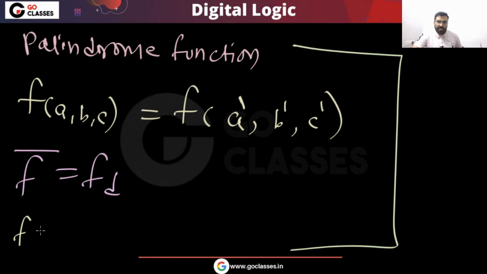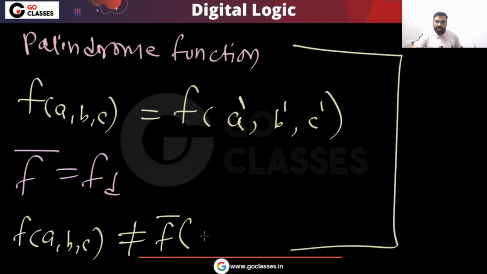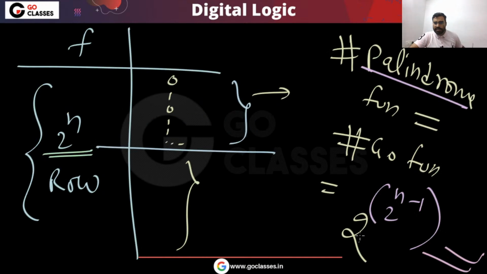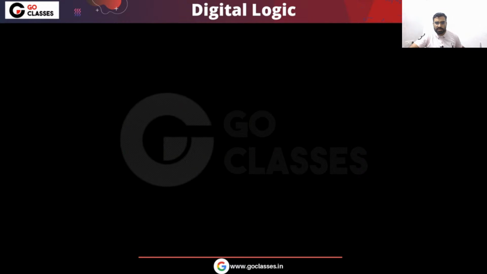I can also write it as F(A,B,C) is not same as F complement (A bar, B bar, C bar). All these things are same. And how many such functions do we have? That is 2 power 2 power n minus 1. So this is the final.